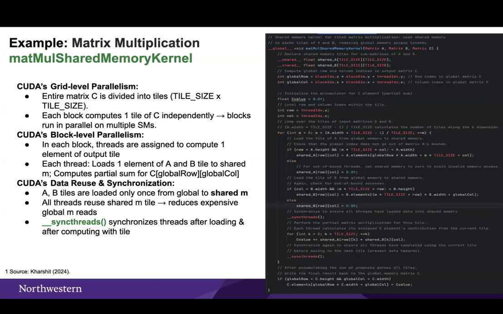The matmul_shared_memory kernel divides the output matrix into tiles, which is tile size times tile size, with each thread block computing one tile independently to leverage grid-level parallelism and run across multiple SMs in parallel. Within each block, threads can cooperate to load tiles of A and B into shared memory, reducing costly global memory reads. Each thread computes one partial sum of the output tile using the loaded tiles. And the __syncthreads function is used to synchronize threads after loading data and after computing each tile's contribution. The shared memory strategy reduces global memory bandwidth usage compared to the naive approach.